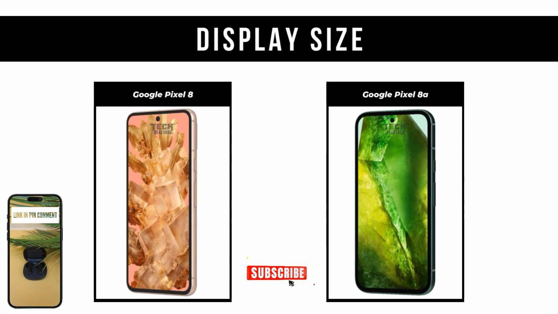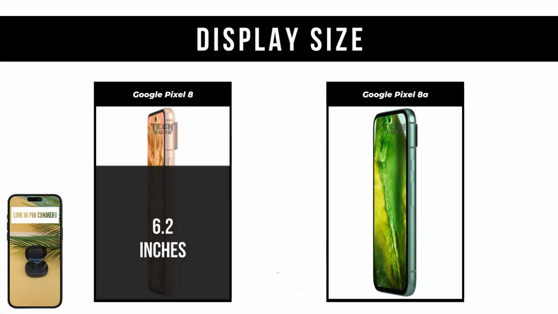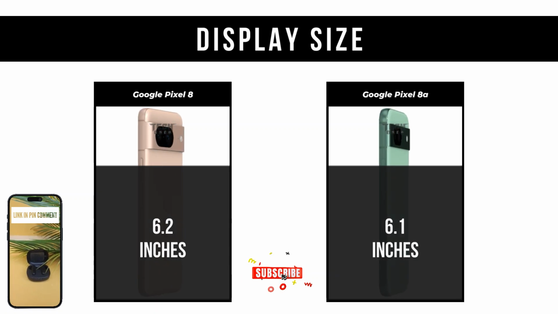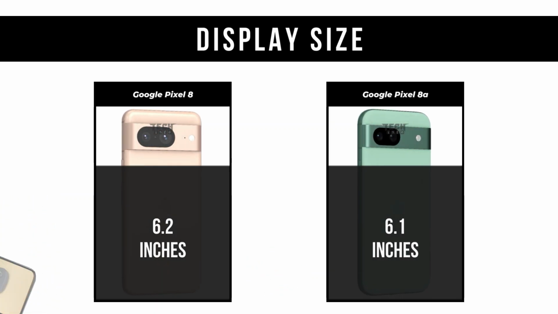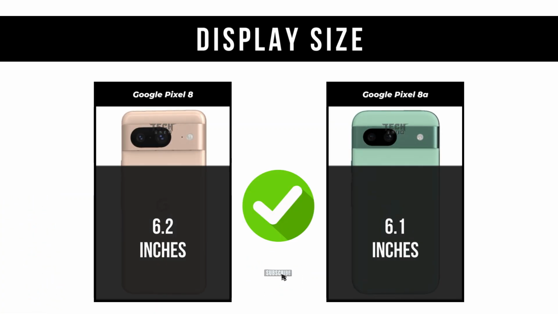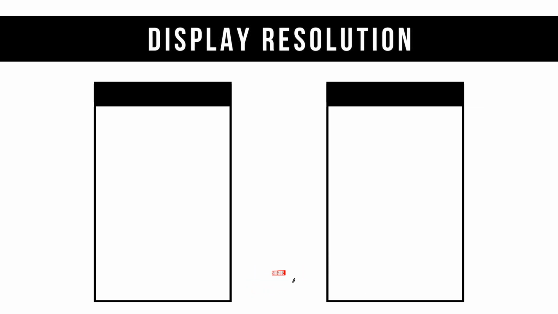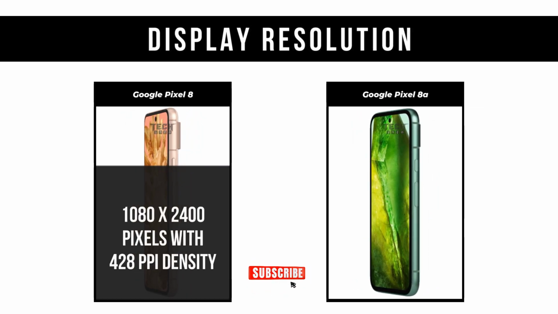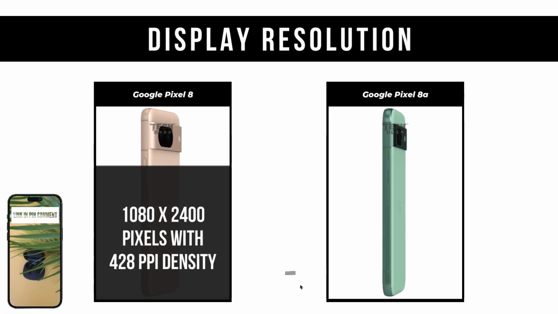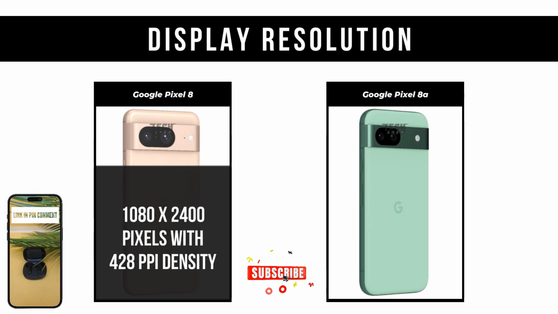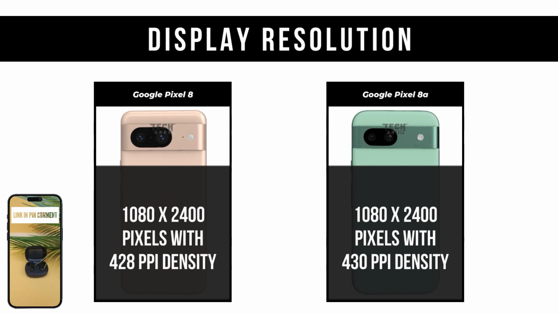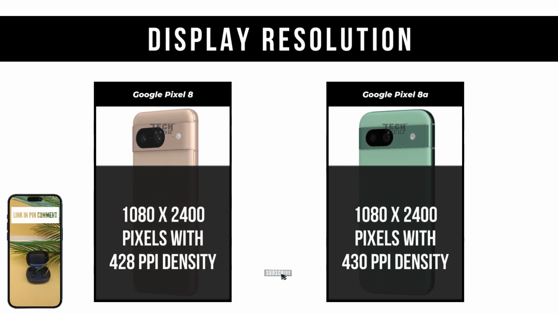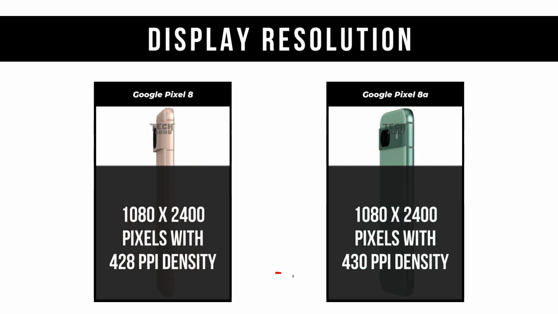Display size. Google Pixel 8 is 6.2 inches. Google Pixel 8a is 6.1 inches. Display resolution. Google Pixel 8 is 1080 into 2400 pixels, with 428 ppi density. Google Pixel 8a is 1080 into 2400 pixels, with 430 ppi density.